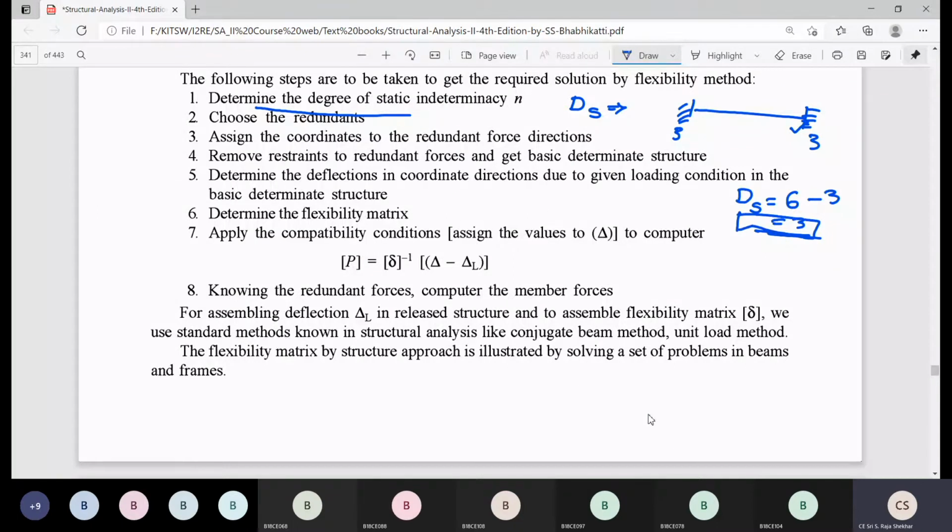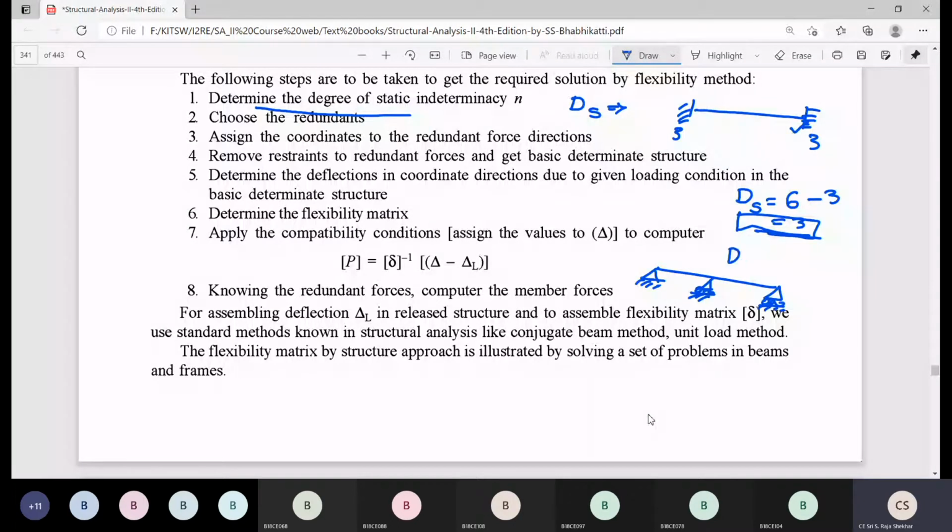So likewise, the first step is to calculate the degree of static indeterminacy. I want to take another example. This is a hinged support, this is a roller support, and here it is a roller support. For this, I want to calculate the degree of static indeterminacy.